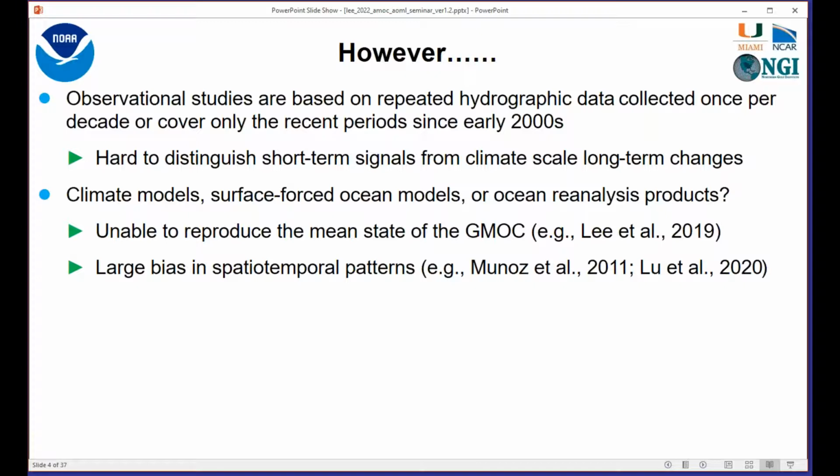And also, some of the ocean reanalysis products show a large bias in the spatial and temporal patterns. In some of the ocean reanalysis products, the AMOC doesn't look very realistic. And then the time series of the AMOC disagree between the different products.